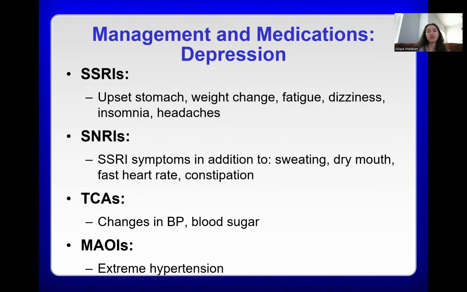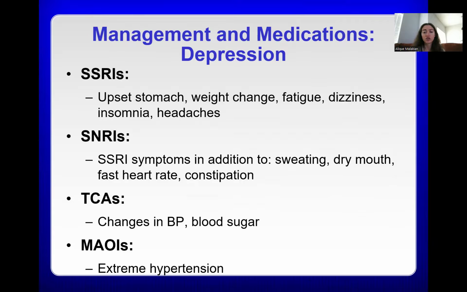I've also listed a couple of different medications that people might take. Now, these are not all of the symptoms that these medications may cause, but it may be helpful for you to know in case you are going to work with someone who's taking any of these. So, SSRIs are probably the most common medication that gets given, and it can cause an upset stomach, weight change, fatigue, dizziness, insomnia, and headaches. SNRIs have similar symptoms as SSRIs in addition to sweating, dry mouth, fast heart rate, and constipation. And then TCAs can cause changes in blood pressure and blood sugar levels. And then MAOIs can cause extreme hypertension.